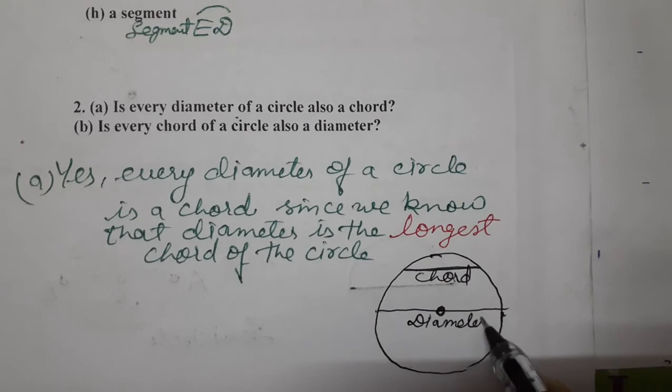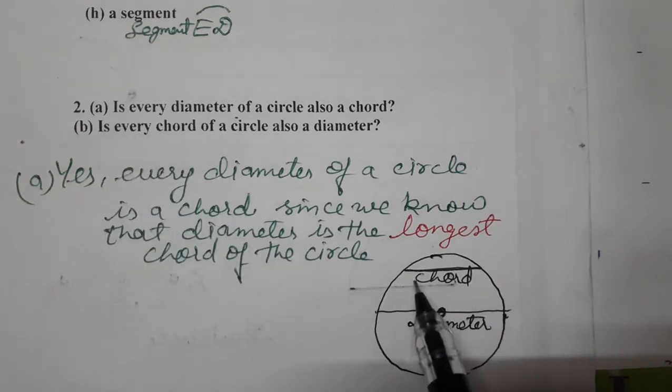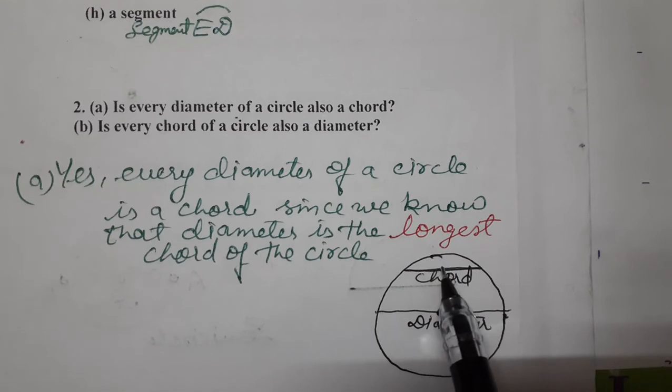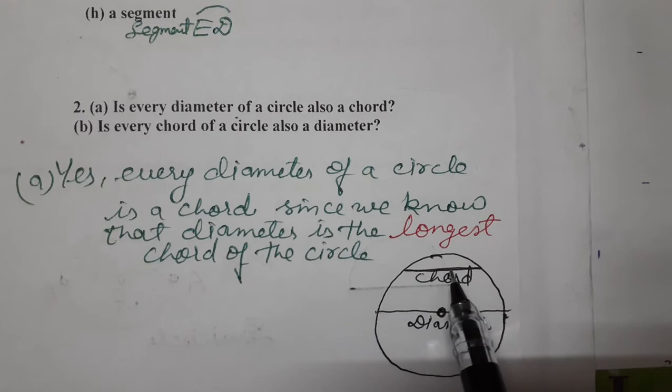Diameter always passes through the center. Now, is every chord a diameter? There are so many chords. So is every chord a diameter? No, because for a chord, it's not necessary that it passes through the center of the circle. So this chord does not go through the center. So there will be many such chords.